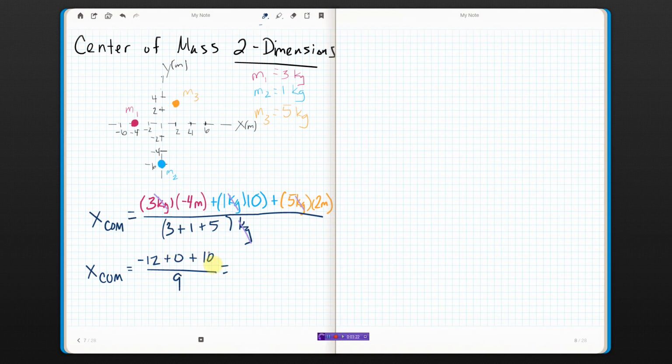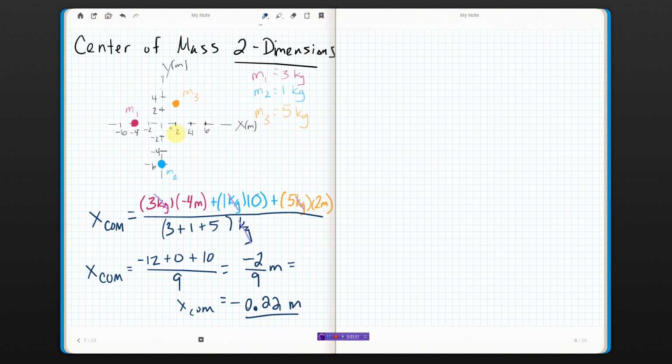So I've got -12 plus 10 gives me a -2 on top. Bottom is 9. I can just leave it like that. -2/9 is fine. It's reduced. Or I can make a decimal. It's -0.222 forever. Okay. Now that's just the x direction.